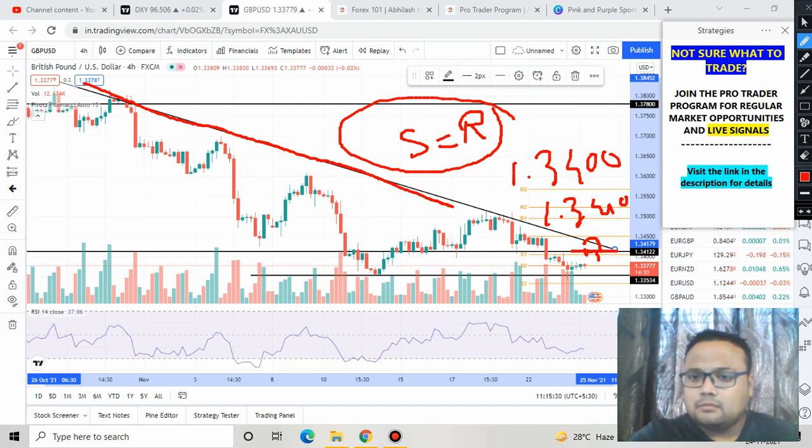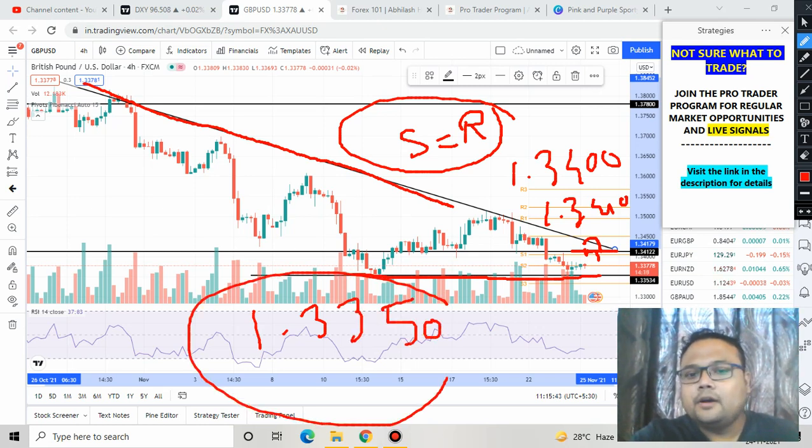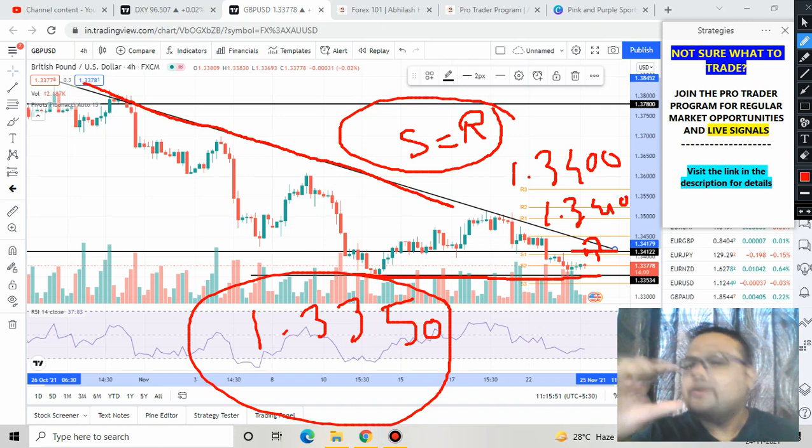And the third trading opportunity that I see on the chart of GBP USD is if market breaks the level of 1.3350. Yes, if you see GBP USD breaking the temporary support zone of 1.3350, and if you see big red candles, then you can also take a sell position.